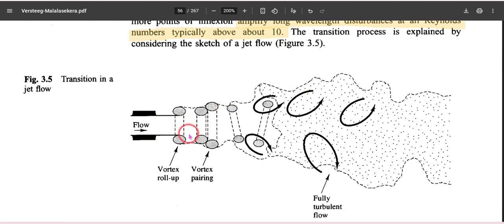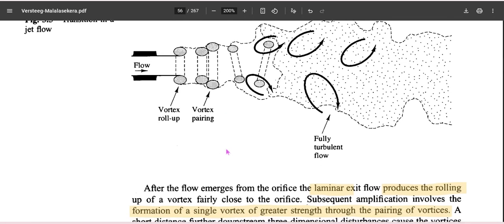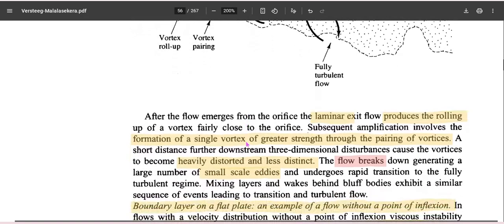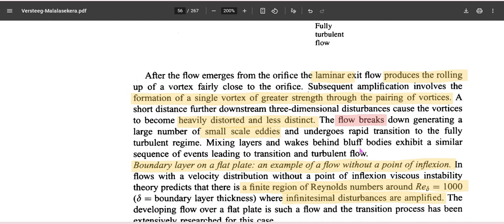Once the flow comes out of the jet, vortices are rolled up, and further downstream these vortices get amalgamated and vortex pairing happens. Further downstream, the mixing of these vortices happens, the flow breaks down, and it becomes a fully turbulent flow.